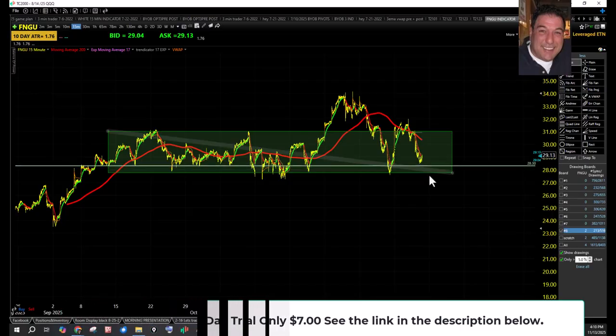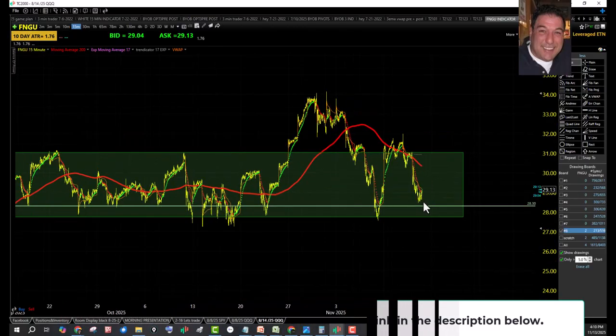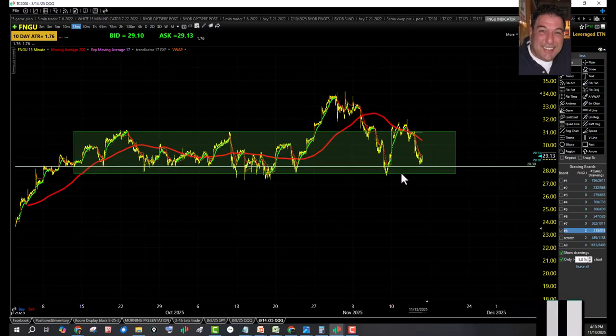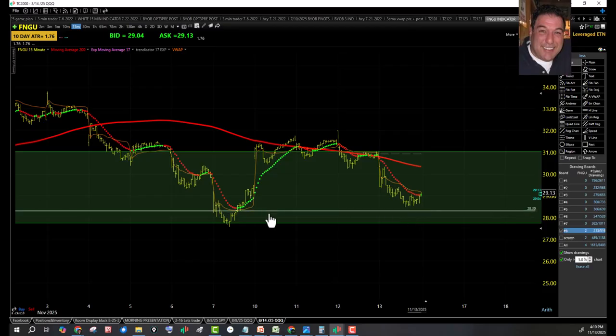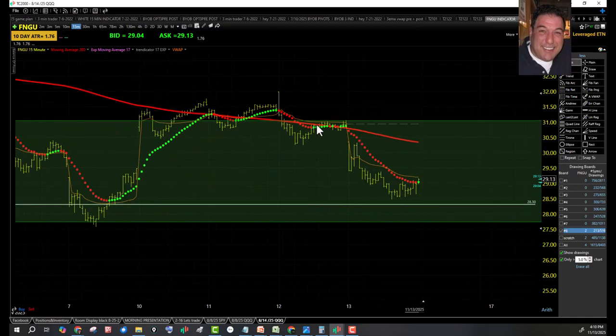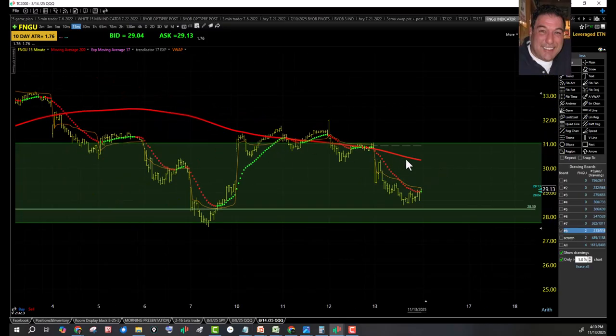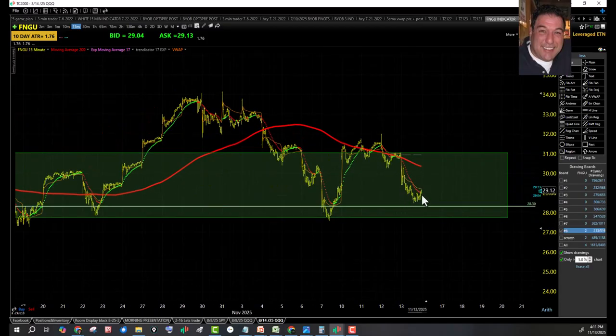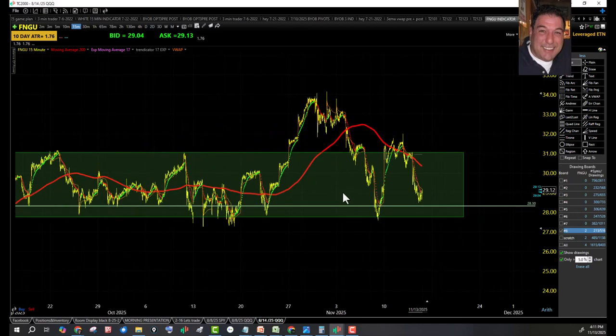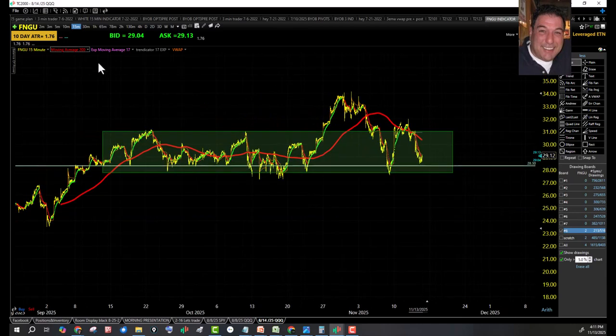There's FNGU down here near the support line. Hopefully we can bounce. Okay, this is the support line right here. In a downtrend, because here's the low, we made lower lows. Again, underneath the falling 200 SMA, not my favorite place to be unless you're a bear. All right, and I'm not a bear. So there we go with FNGU.